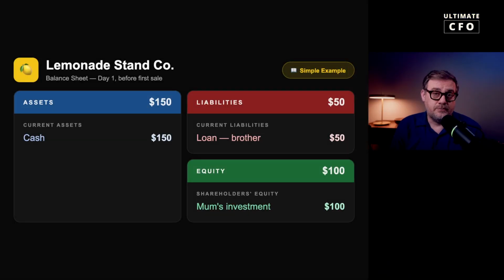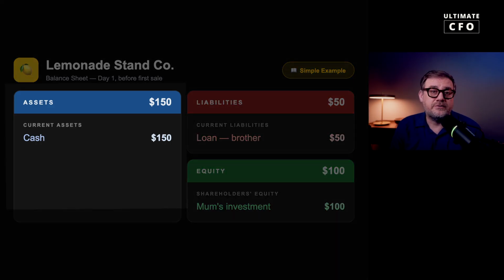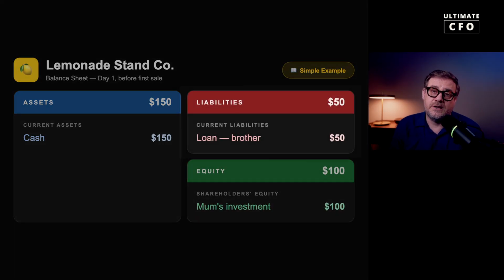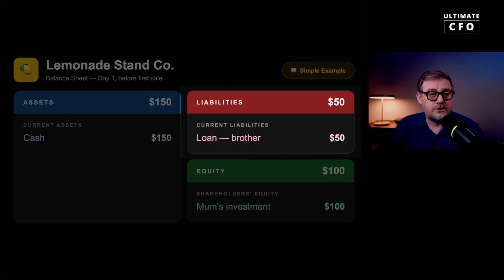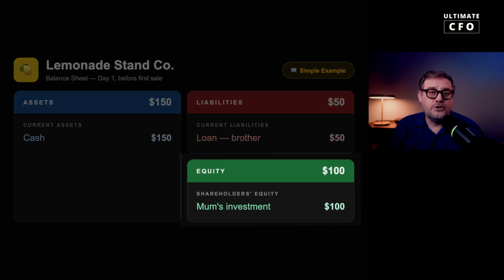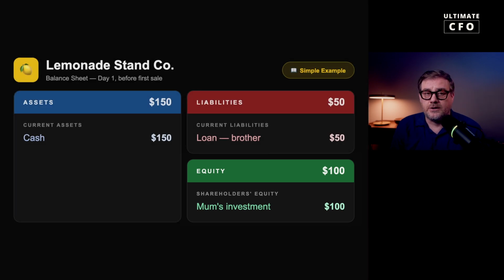So on day 1, before you've even bought a single lemon, your balance sheet looks like this. On the left side, we have assets. Those are the $150 in cash that you have. On the right side, liabilities, you owe your brother $50. And still on the right side, equity, your mom's $100 investment. $150 on the left, $150 on the right. It balances, and it will always balance.